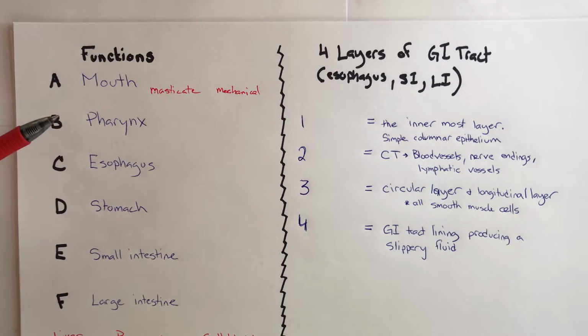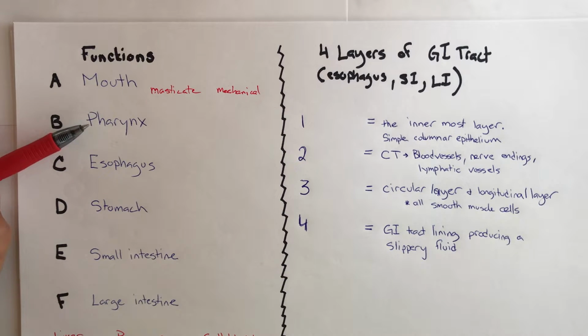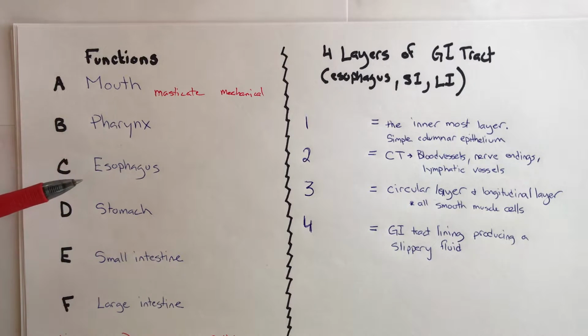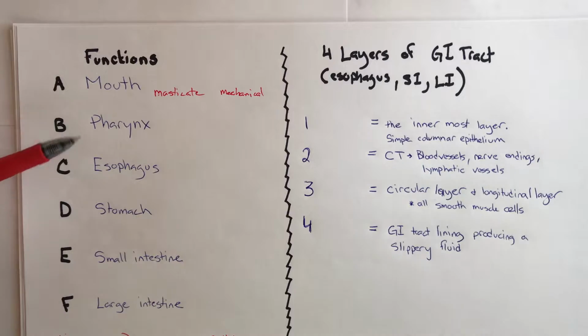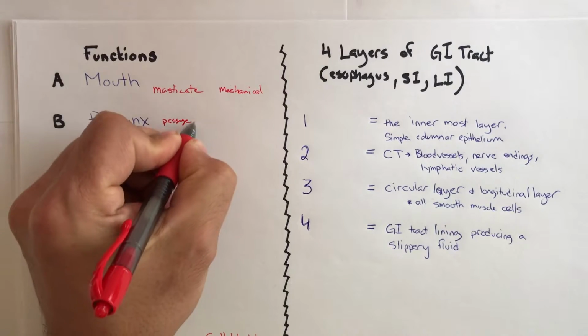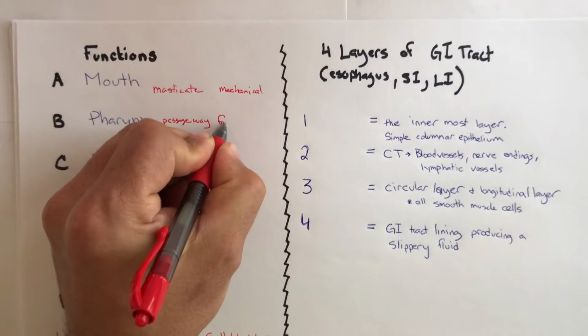The next is the pharynx. If you remember, the pharynx is basically just a passageway from the mouth to the esophagus. It's just a passageway, but it allows air and food and water to pass through. And then eventually it splits. If it goes posteriorly, it goes to the esophagus. If it goes anteriorly, that should only be air that passes through into the trachea. So the pharynx is just a passageway for food.